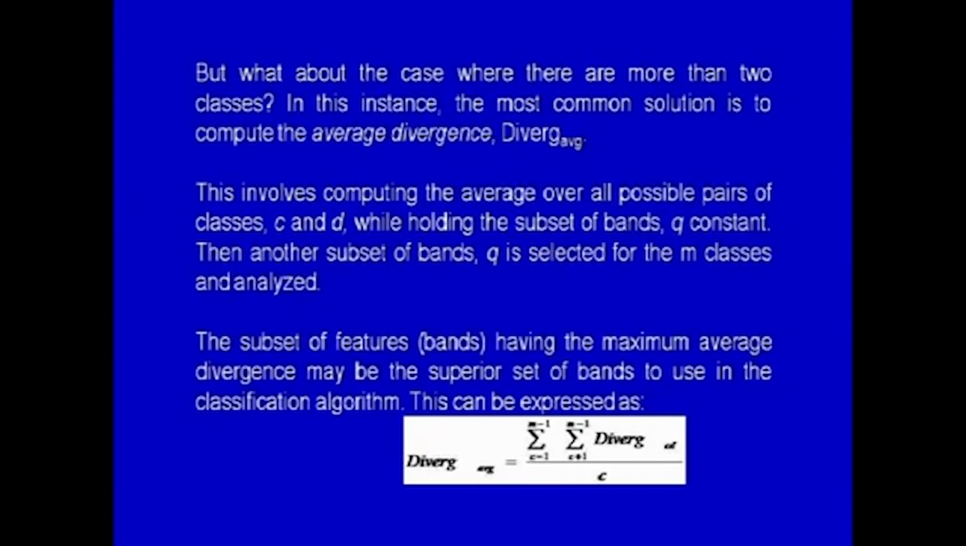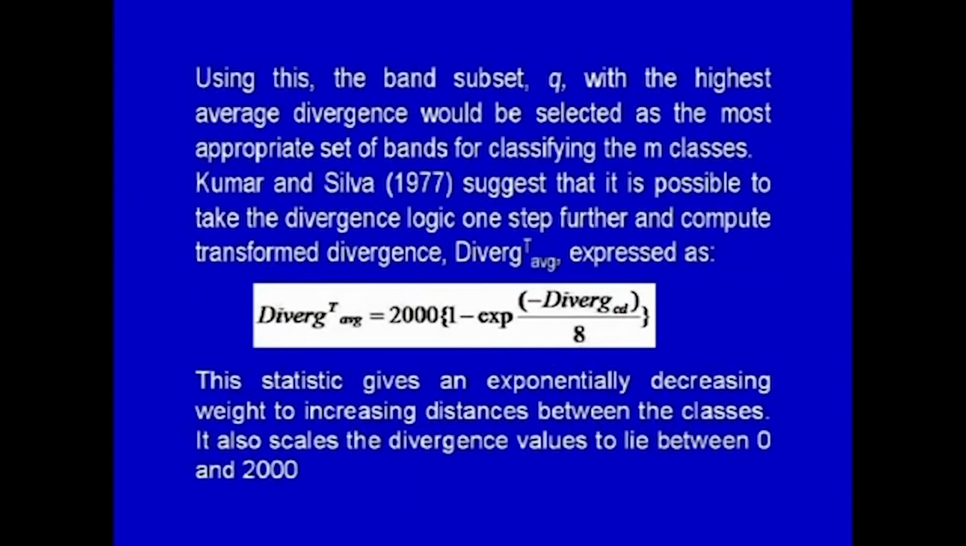Well, this can be expressed as diverge is equal to summation of C is equal to 1 to m minus 1, double summation of C plus 1 to m minus 1, divergence between the two classes, divided by capital C, where capital C is the number of band combinations that we have. Using this, the band subset Q with the highest average divergence would be selected as the most appropriate set of bands for classifying the M classes.